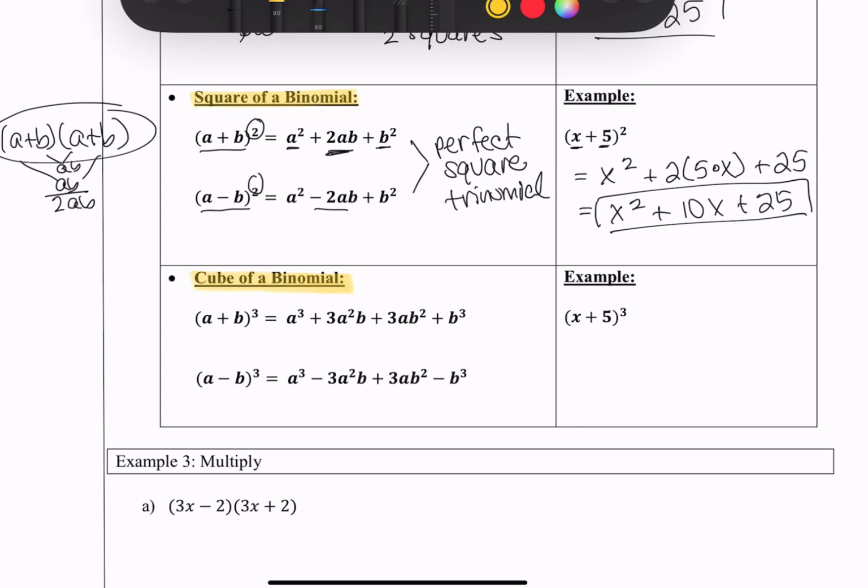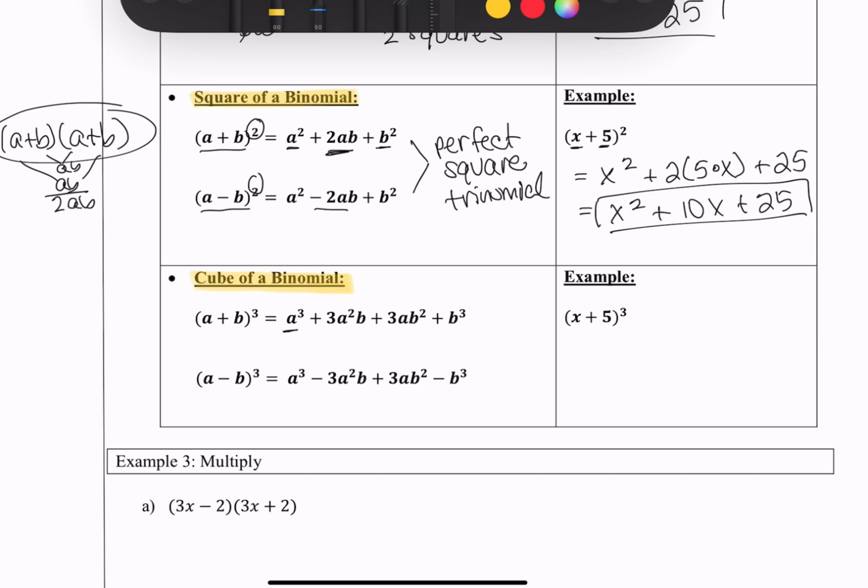Cube of a binomial. So the cube of a binomial is a special product pattern. If you have a binomial, just like we did above, instead of squaring it, now we're cubing it. And once you recognize what a and b are, or the first term and the last term in the binomial, basically you cube the first term. And then you follow this pattern.